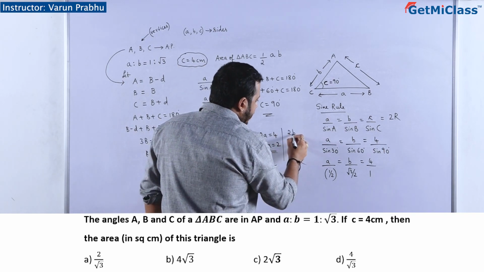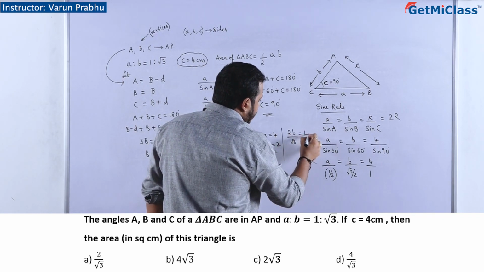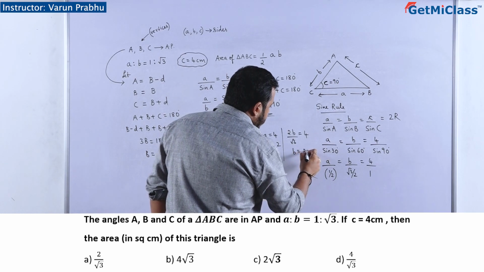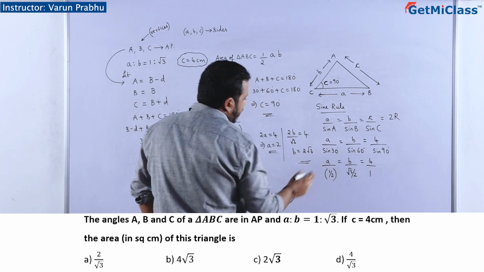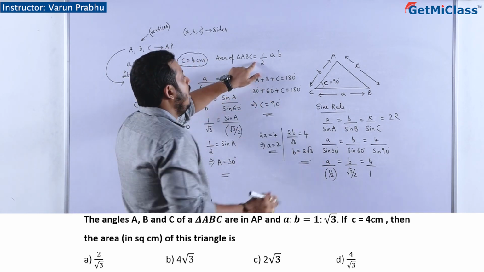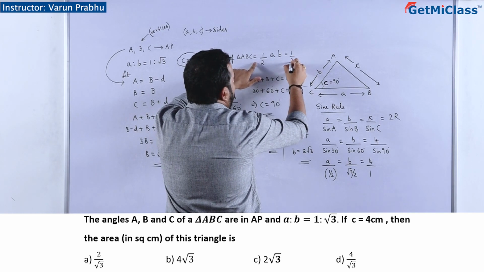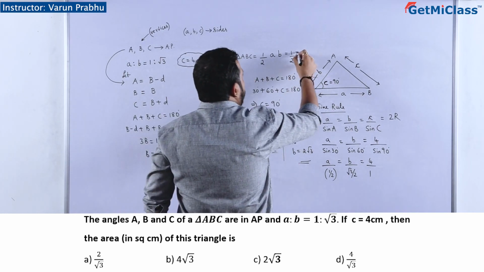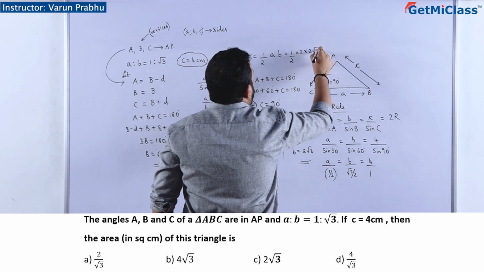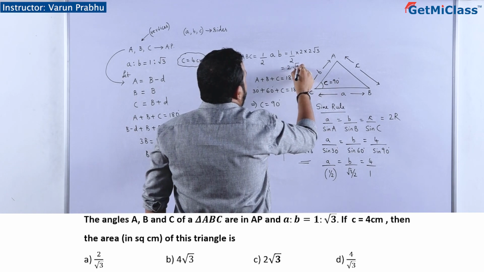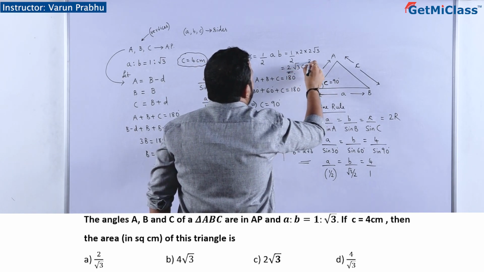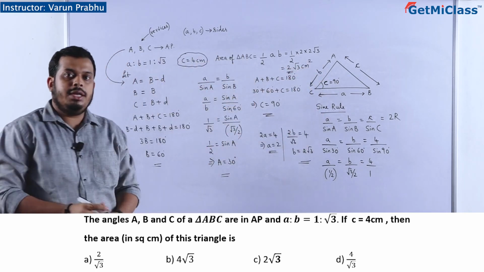And 2b divided by √3 is equal to 4. So b is equal to, what is the answer? 2√3. Now substitute here: half into a into b. Half into the value of a, which is 2, into 2√3. So the answer to the question will be 2√3 square centimeters.